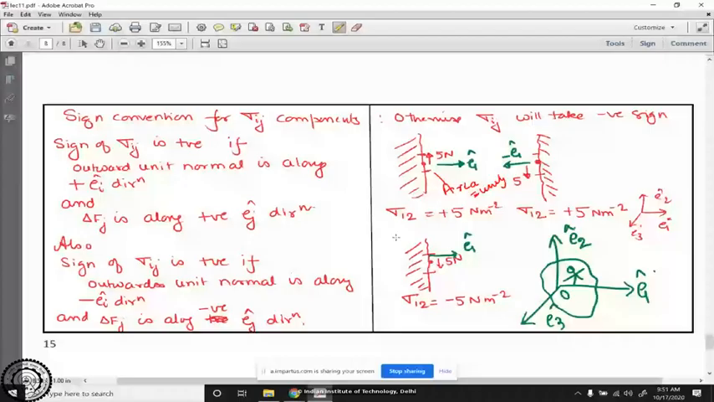Take another example. I go back to the left part of the fluid, and again my outward normal becomes E1. Again, outward normal means going away from the part of the fluid that you are considering. Here I'm considering the left part of the fluid, so the outward normal is pointing away from the left part, right? I hope you have gotten that idea clear. So the outward normal is plus E1, and if the force component turns out to be along the minus E2 direction, then sigma 12 must have a minus sign. So that would be minus 5 Newton per meter square.